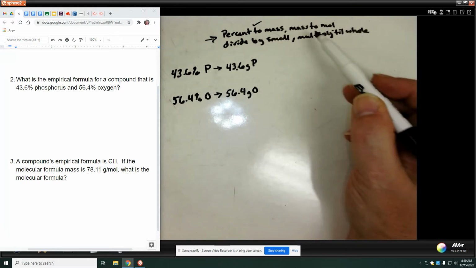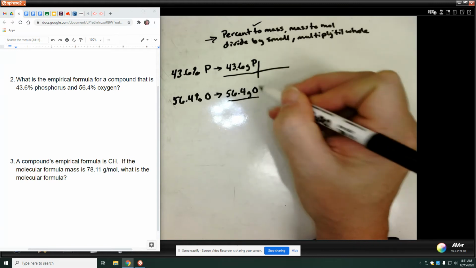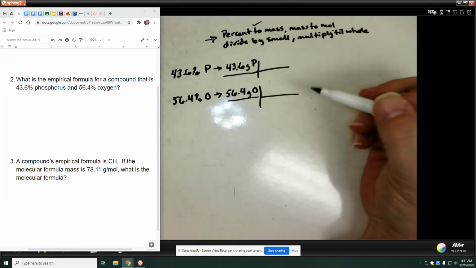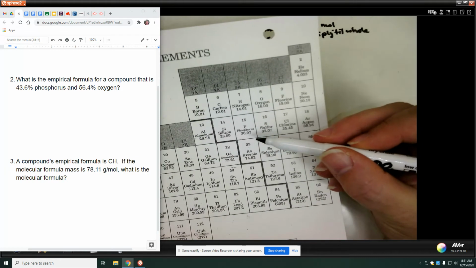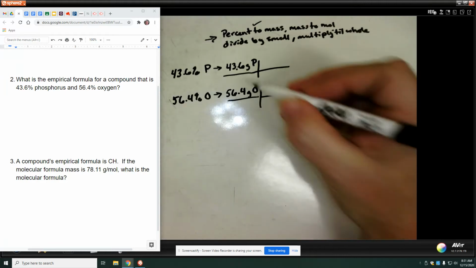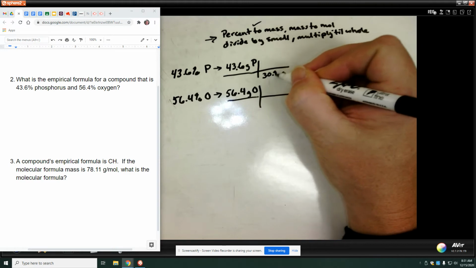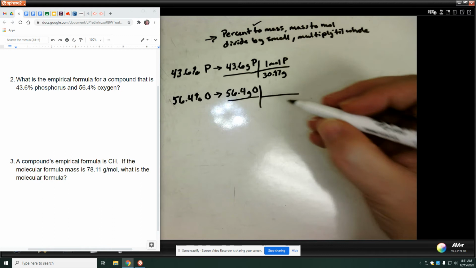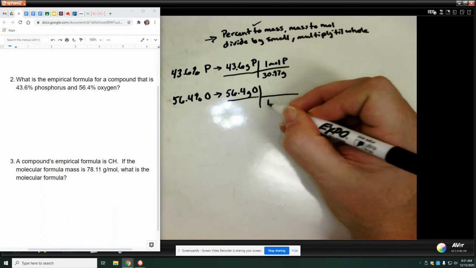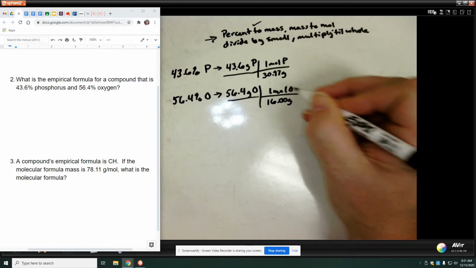Now we need to convert mass to moles, and to do that, we need to use molar mass from the periodic table. This one's very easy because it's just the element itself. The molar mass of phosphorus is 30.97 grams per mole. Grams is here, grams has to go here. So 30.97 grams in 1 mole of phosphorus. For oxygen, it is 16, so 16 grams in 1 mole of oxygen.